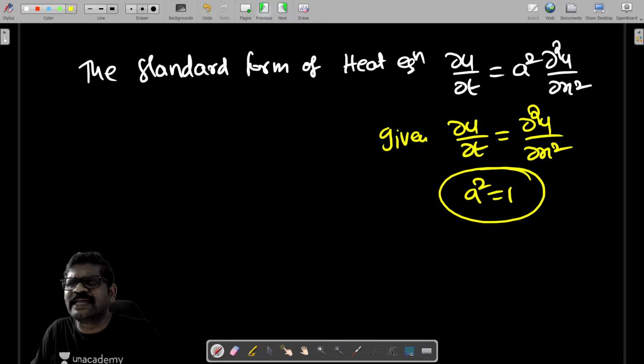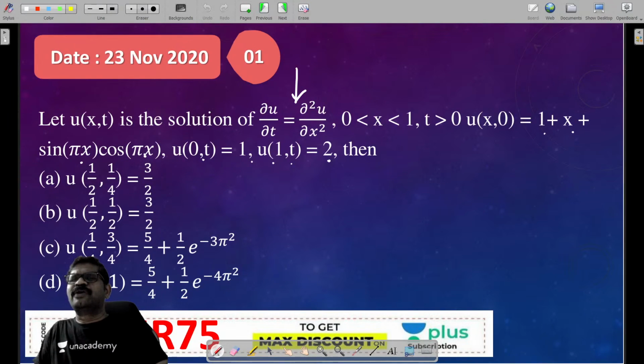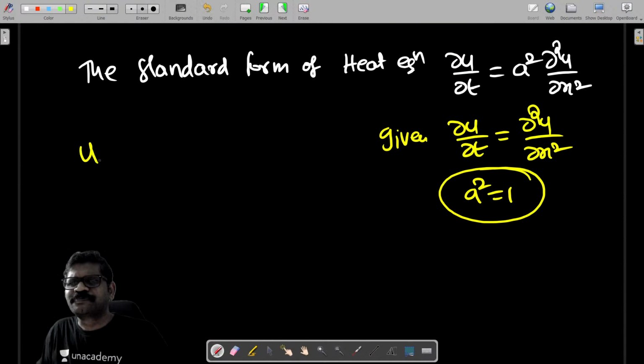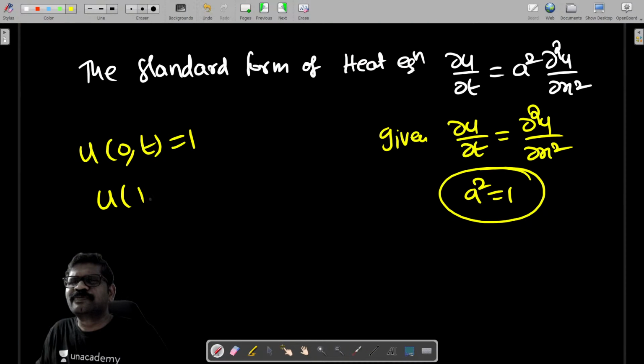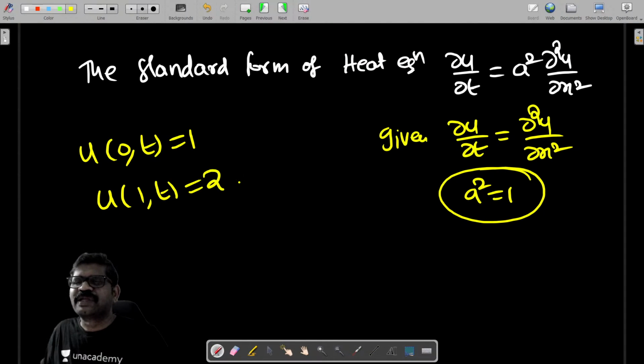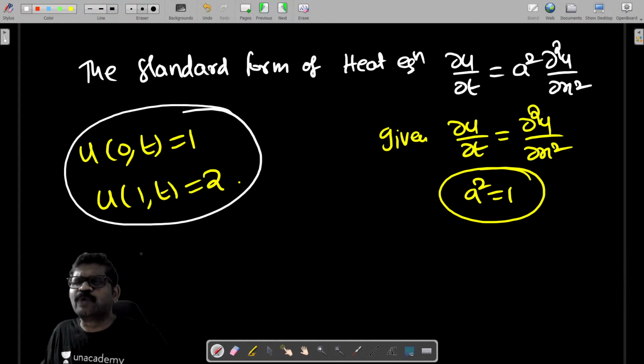Next, conditions. We have two boundary conditions and one initial condition. u of 0 comma t is 1. u of 1 comma t is 2. These two are boundary conditions. Next, one initial condition is there. By observing the boundary conditions, we have to calculate the steady state condition, then the transient condition.